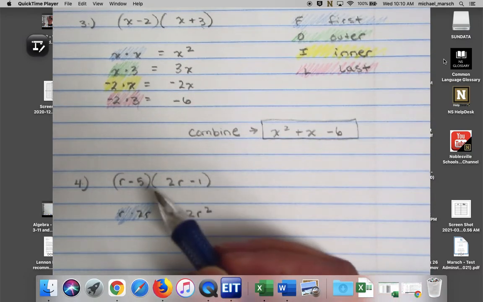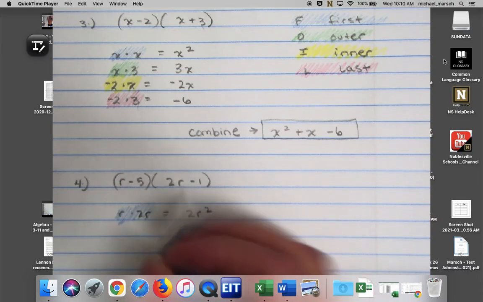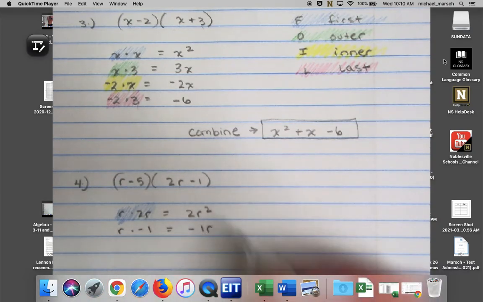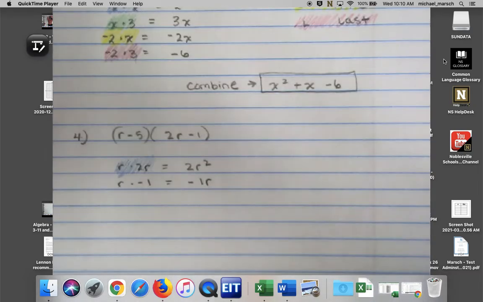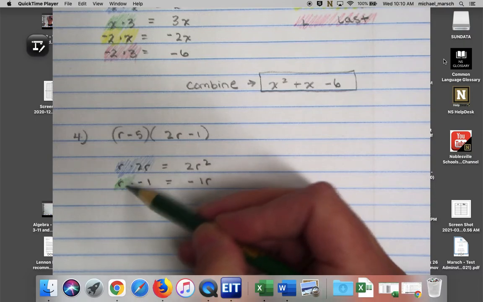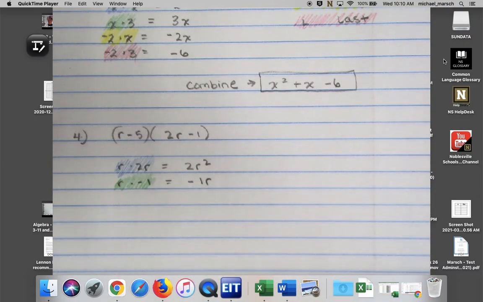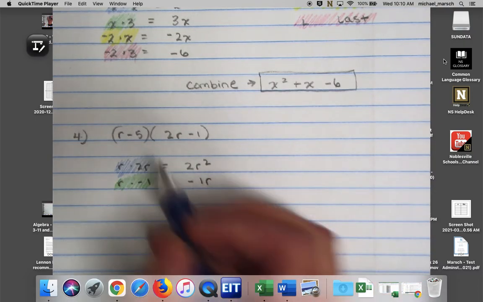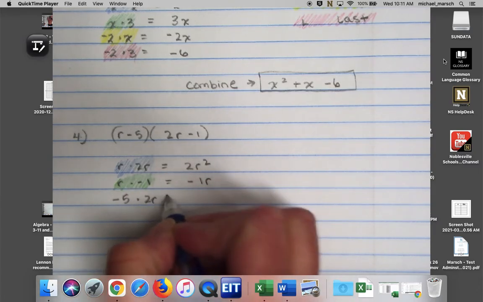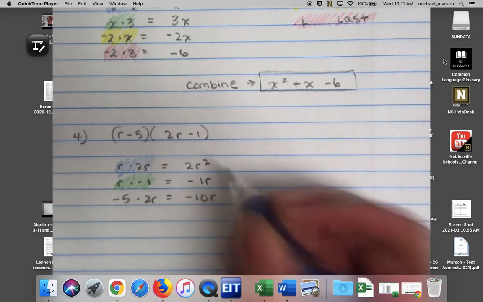And then I'm going to do outer, so it's going to be r times negative 1. So I'm going to get negative 1r, or you could just put negative r. It's totally up to you. I'm going to do these green again. Inner, so negative 5 times 2r. So I'm going to get negative 10r.